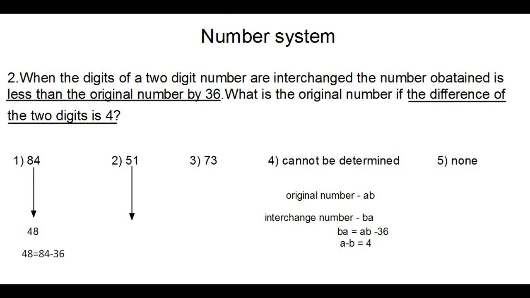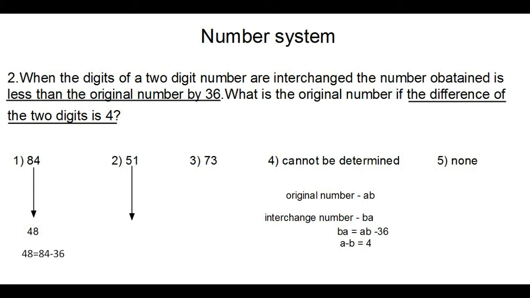But friends, before we mark option number 1 as the answer, let us verify even the remaining options. Why? Because there is a twist in the question. And if we mark option number 1 as the answer, we will go wrong. Let us see what happens in the remaining options.